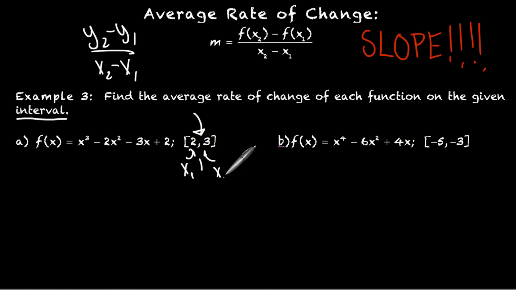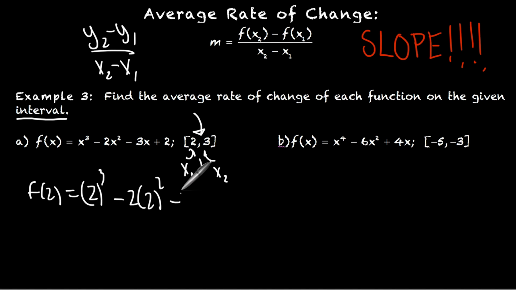So that's x1 and this is x2. It's basically saying between these two x values, find the slope. So what we have to do is get the matching y values. Take the 2, plug it in here. So f of 2 is going to be 2 to the third minus 2 times 2 squared minus 3 times 2 plus 2. 2 to the third is 8 minus 2 squared is 4 times 2 is also 8.